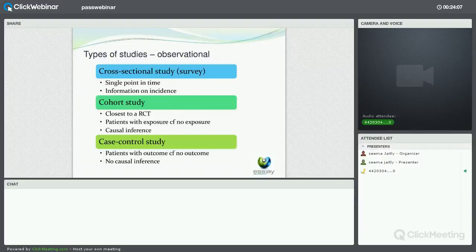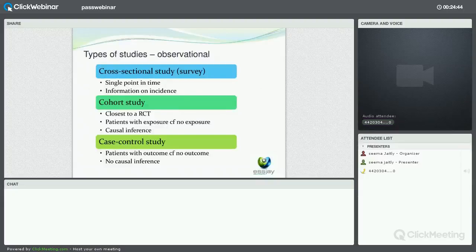So looking at observational studies, these are your classic epidemiological type studies. Your cross-sectional study is a survey at a single point in time, can give you some information on incidence, and if you repeat the study on a regular basis, you can then get some information on trends. Cohort studies are probably closest to a randomized controlled trial, but they take a long time because you get your patients with your exposure of interest and you compare them to those with no exposure. You can then make some causal inference from these studies, but they do take a long time and they're not good for rare outcomes.